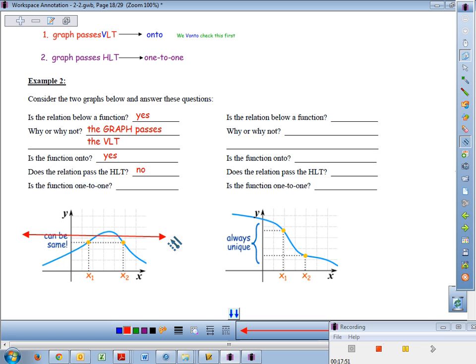Meaning, is it 1 to 1? Yes or no? Well, 1 to 1 is about the HLT. If you pass the HLT, then you're 1 to 1. Is that 1 to 1? No.